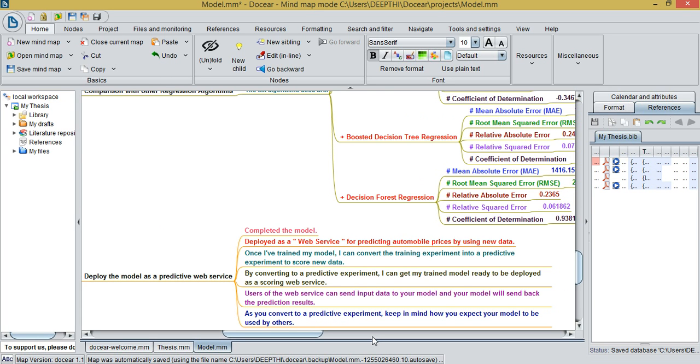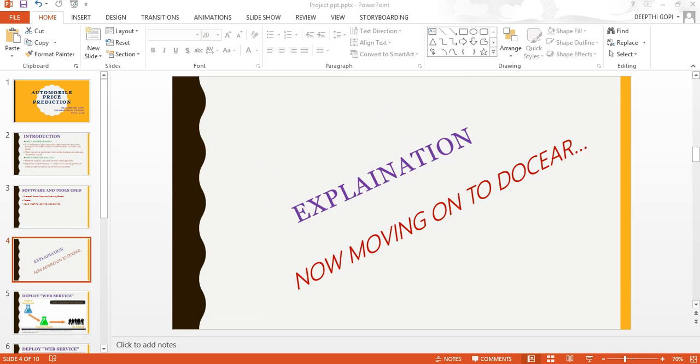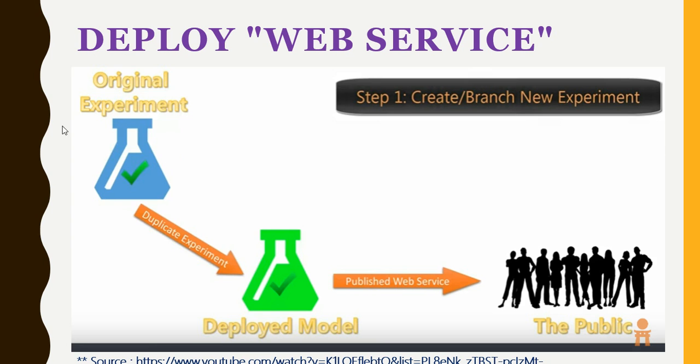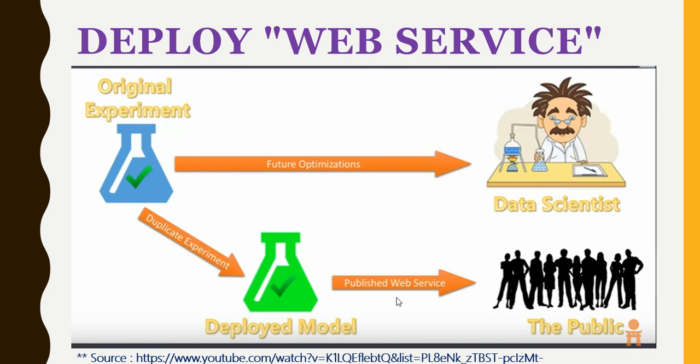Now, deploying the model as a predictive web service. After I've completely developed the model, I can deploy it as a web service to be used to predict automobile prices by using new data. What do I mean by this? Before you deploy, the first thing you want to do is create a copy of the entire experiment so that the scripting does not tamper with your web service once it's been deployed and published to the public. You can also continue working on optimizing your model using the original experiment.